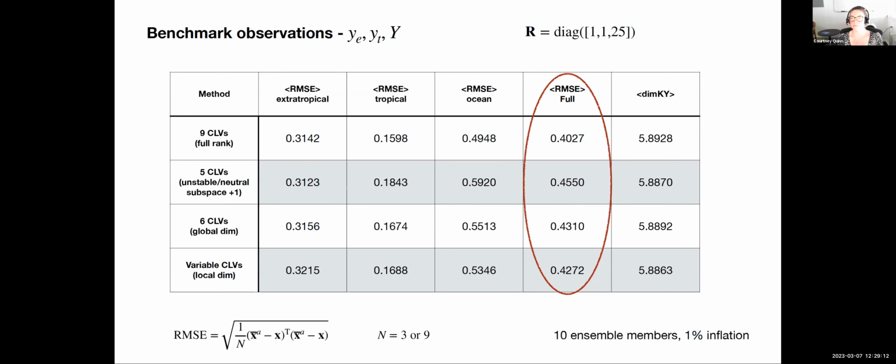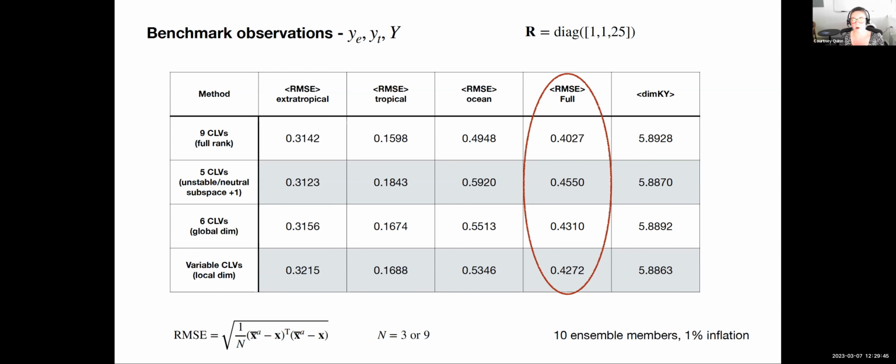We can look at each subsystem individually and how they've tracked. But the interesting thing that we see is compared to all of these methods, the variable CLVs comes closest to the full rank, right? Okay, it's still not perfect, but it's still much better than using the 5 or the 6 in this case. So we haven't lost any information. So this is just calculating our total dimension of our attractor. We really haven't lost any information about our attractor by changing our variable rank each time.